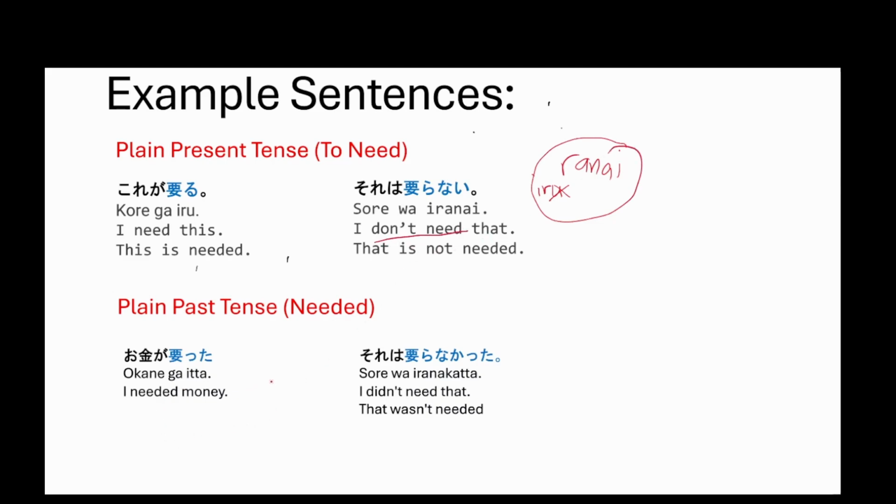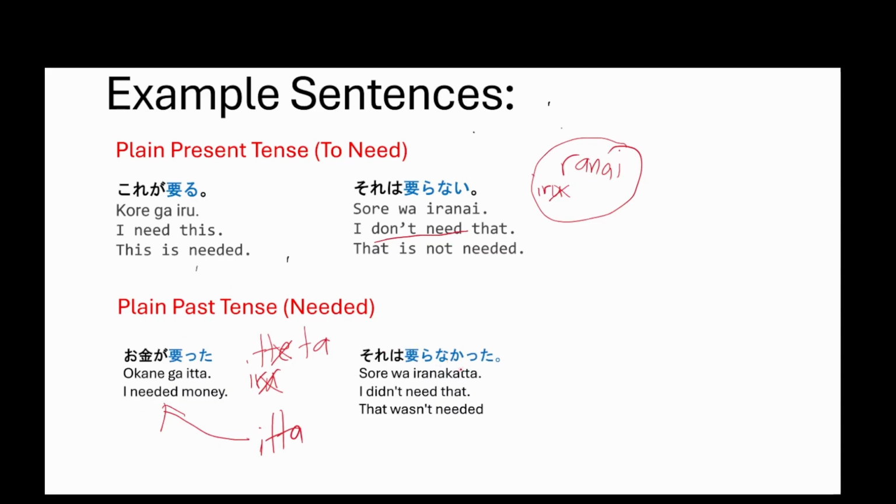To change iru to the plain past affirmative, we once again start with the dictionary form of the verb, and then for Godan verbs ending in ru, we change the ru to tte. So this is now the te form of the verb, and to change it to the plain past affirmative, we change the te to ta. So it's now itta, which means needed.